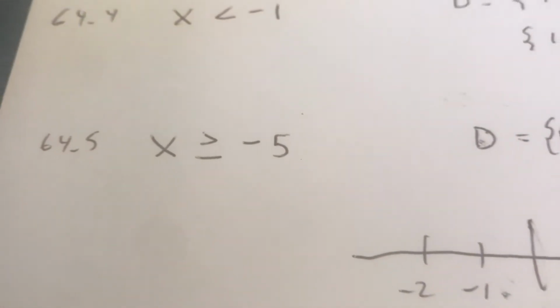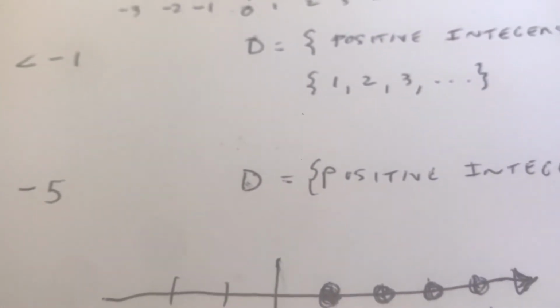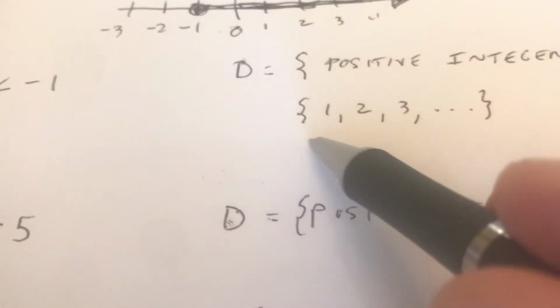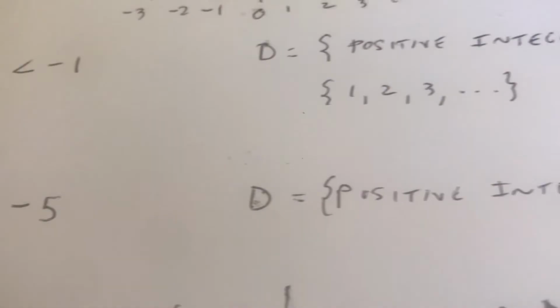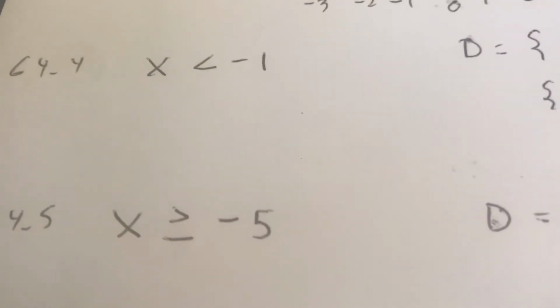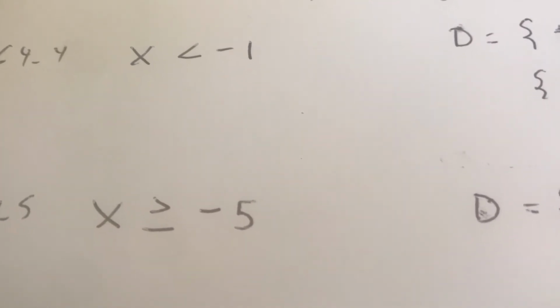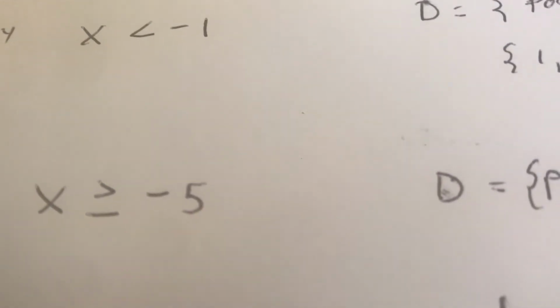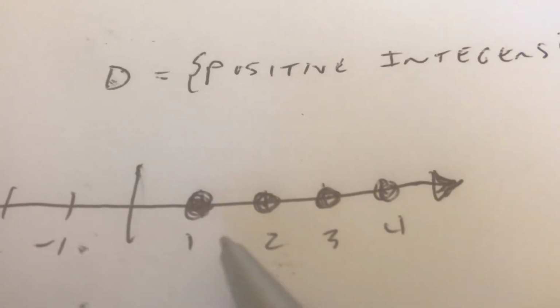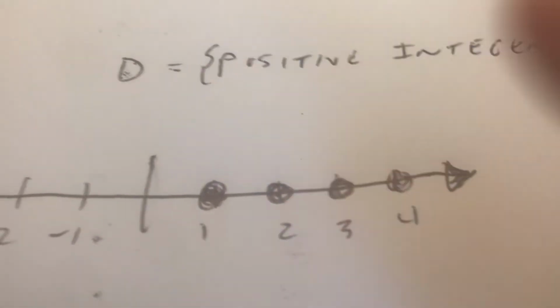Finally, x is greater than -5. The domain is positive integers. Well, positive integers we said above are 1, 2, 3, dot. So what positive integers are greater than or equal to -5? Well, we don't have to worry about -4, -3. Those are negative integers. So our answer is just 1, 2, 3, 4, dot. Goes on.